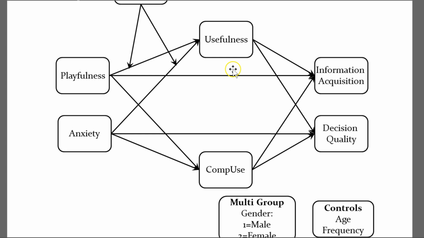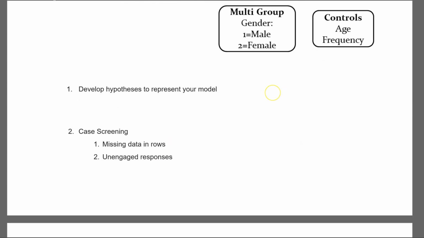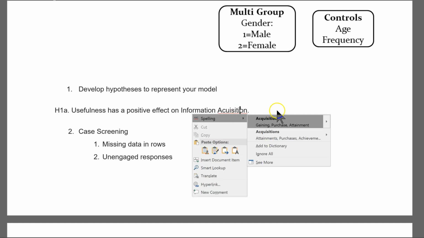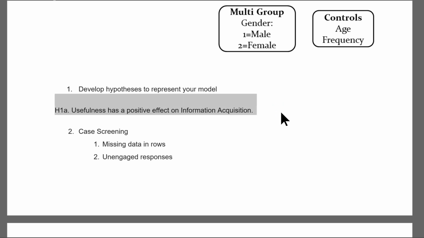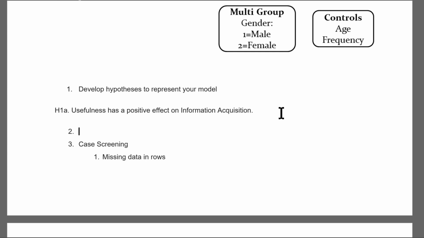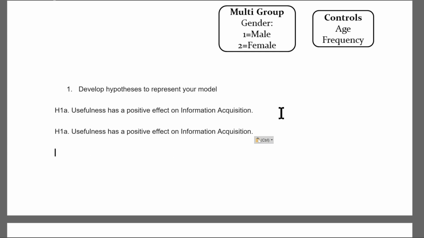So let's pick a couple direct effects. Let's say that usefulness, H1A and H1B, usefulness impacts information acquisition and decision quality. Let's do that right here. H1A, usefulness has a positive effect on information acquisition. I'm sure I spelled that wrong. Acquisition. And we're going to say the same thing for H1B. Oops, Control Z. And Control V. There we go. H1B, except it's not information acquisition, it's decision quality.